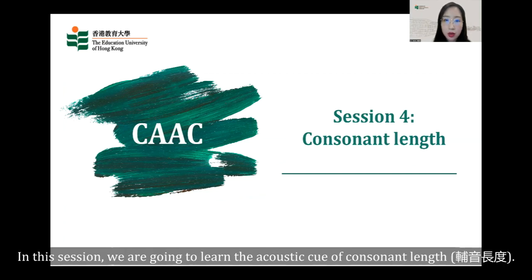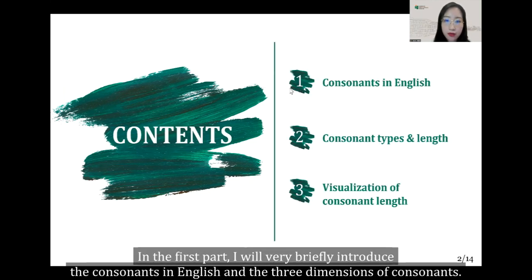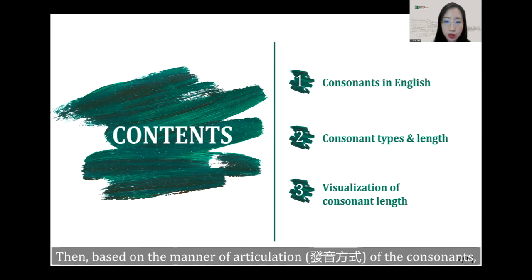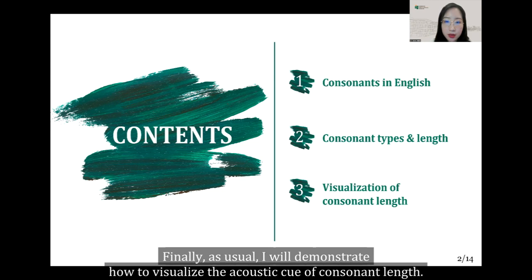In this session, we are going to learn the acoustic cue of consonant length. In the first part, I'll very briefly introduce the consonants in English and the three dimensions of consonants. Then, based on the manner of articulation of the consonants, I will explain the connection between the consonant types and consonant length. Finally, as usual, I'll demonstrate how to visualize the acoustic cue of consonant length.